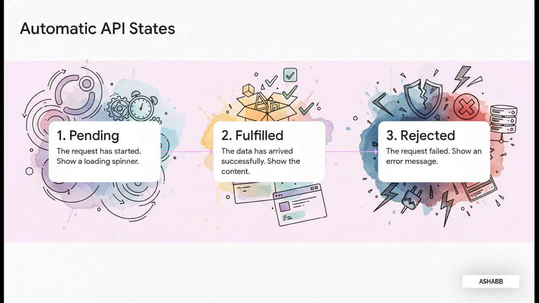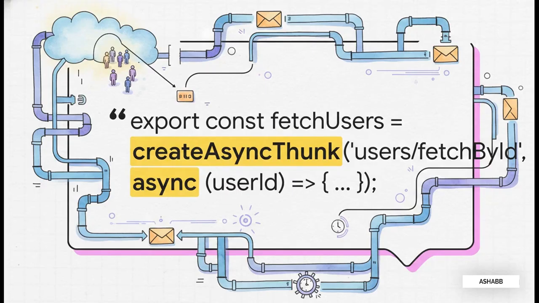It knows that any API call really has three possible stages. There's the pending state, that's when you're waiting. There's fulfilled, that's the success case when you get your data. And there's rejected for when things go wrong. It automatically creates actions for all three of these states for you. No extra work. All right, let's look at some code.